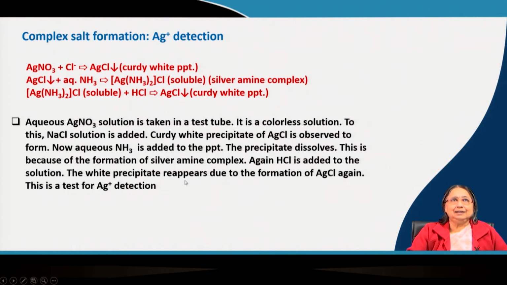So, what you have learnt in the previous lecture, that formation of silver amine complex, then it is breaking to silver chloride again, you can do it easily in the laboratory. Here in the reaction also, silver nitrate with chloride gives silver chloride, a curdy white precipitate. You can see the precipitate, then you add ammonia solution, it will solubilize, then it will form the silver amine complex. After that you add some HCl to it, and then you will get back your silver chloride as a curdy white precipitate. This is a very good demonstration, and indeed it is a method for silver plus detection also.